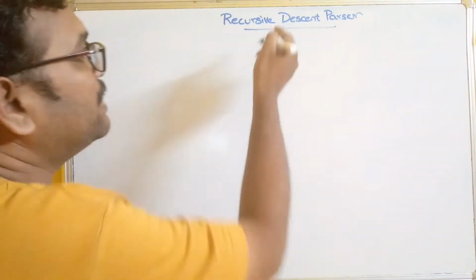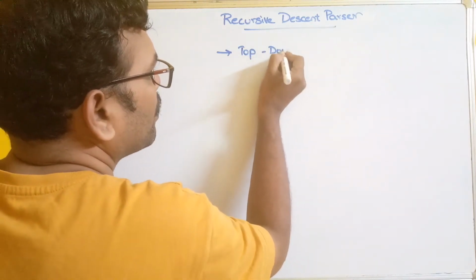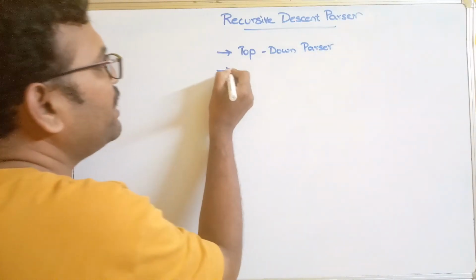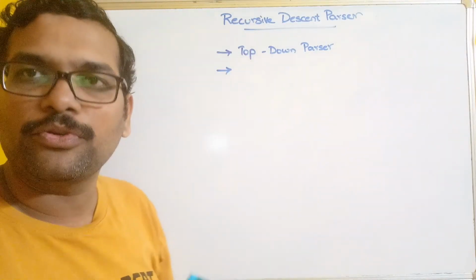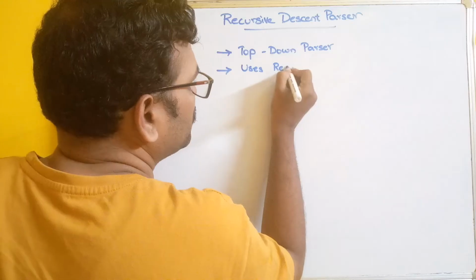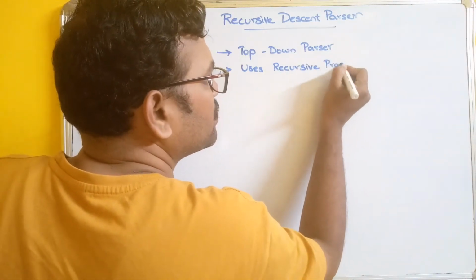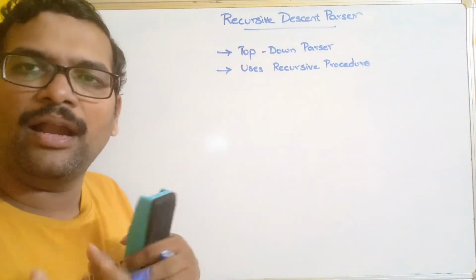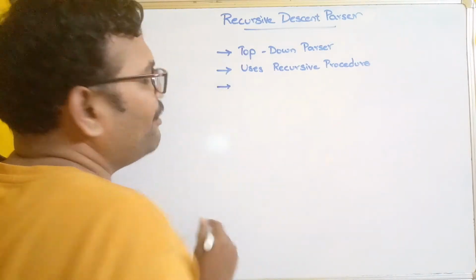So this is a category of top-down parser, and as the name itself indicates, it uses recursive procedures, either directly or indirectly. Need not worry, I will take one example grammar and let us design the parser. And then there will be no backtracking.